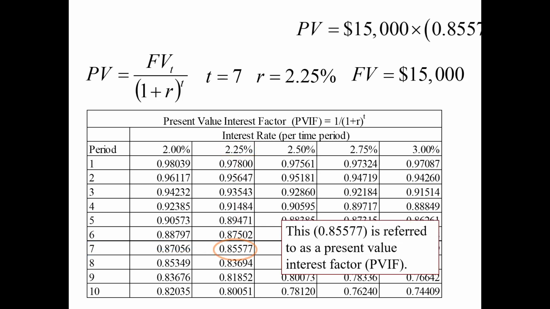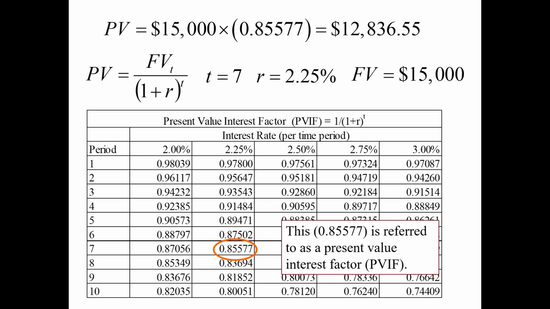So our 0.85577 is referred to as the present value interest factor, and we could simply take our $15,000 and multiply it by 0.85577 to get $12,836.55.